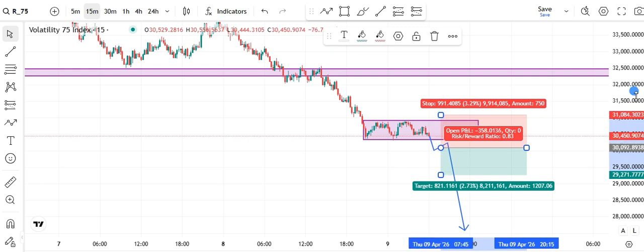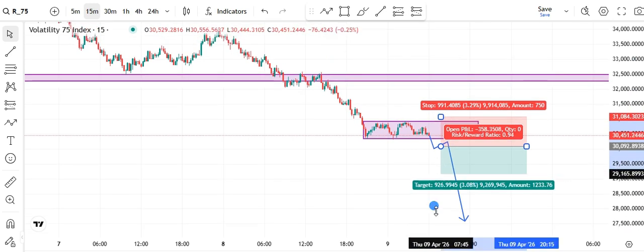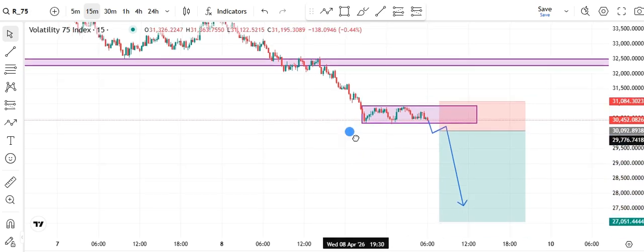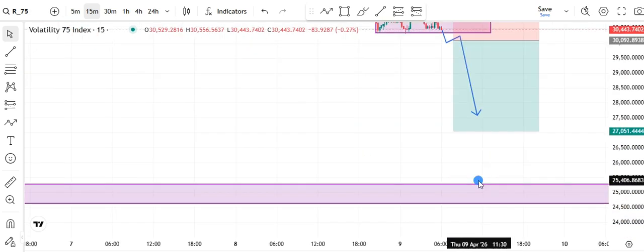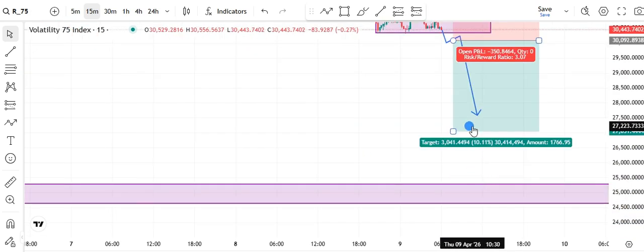I also move the take profits from that previous trade down to the same levels I'm expecting right here. So I can go 1:3, and my main target, just like I said earlier, is actually down here. But I can still go 1:3 risk to reward ratio.